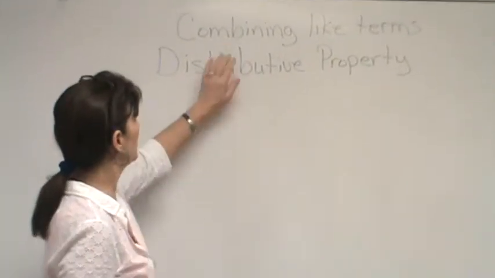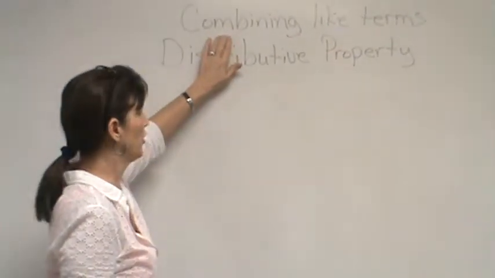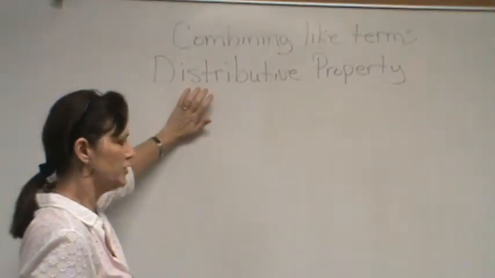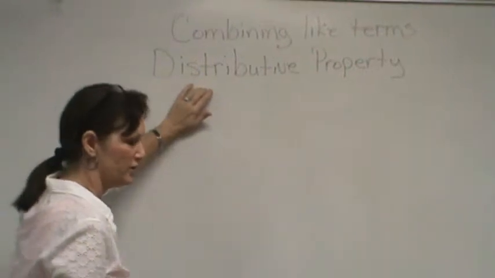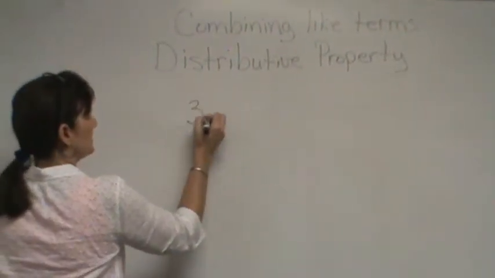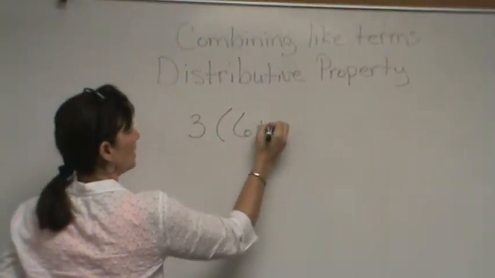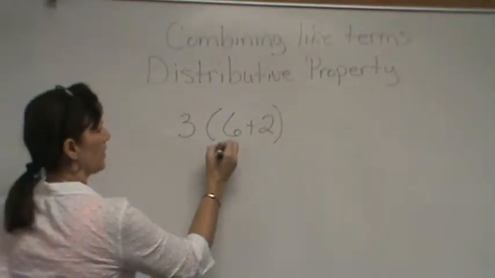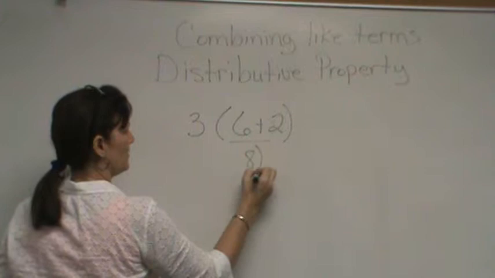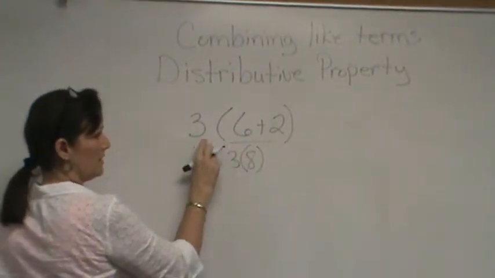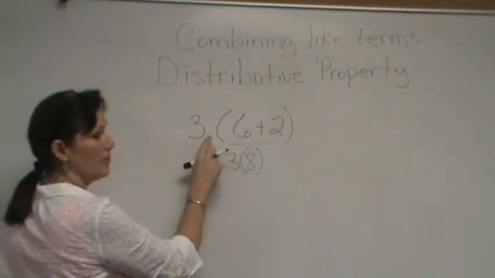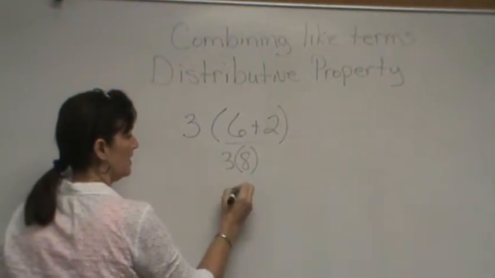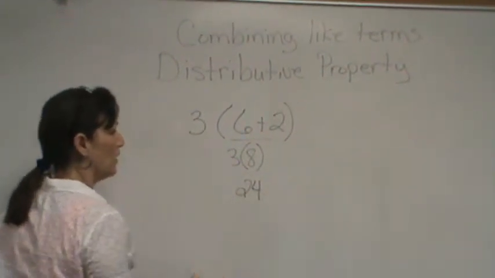We're going to be working on combining like terms. We need to talk about distributive property first. I'm going to give you an example. We know our order of operations, so we would be doing our parentheses first. This would give me 8. I know that means multiplication because the number is right next to the parenthesis, and that would give me 24.